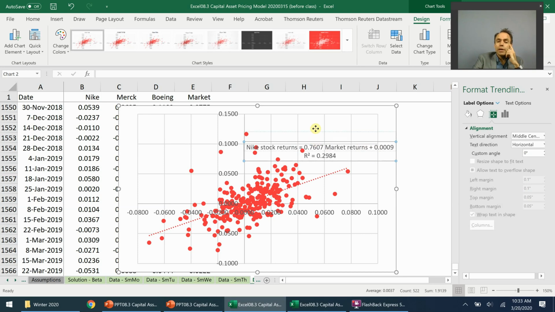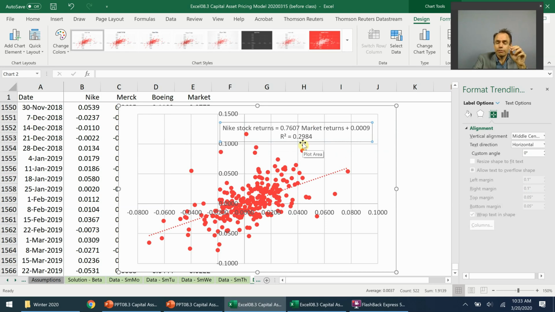The R squared of 0.29 says that during that sample period, 30% of the week-to-week movement in the Nike share price can be attributed to week-to-week movement in the market returns. That means the remaining 70% of the Nike share price movement is explained by something else, explained by factors affecting the apparel industry or factors affecting Nike in particular.